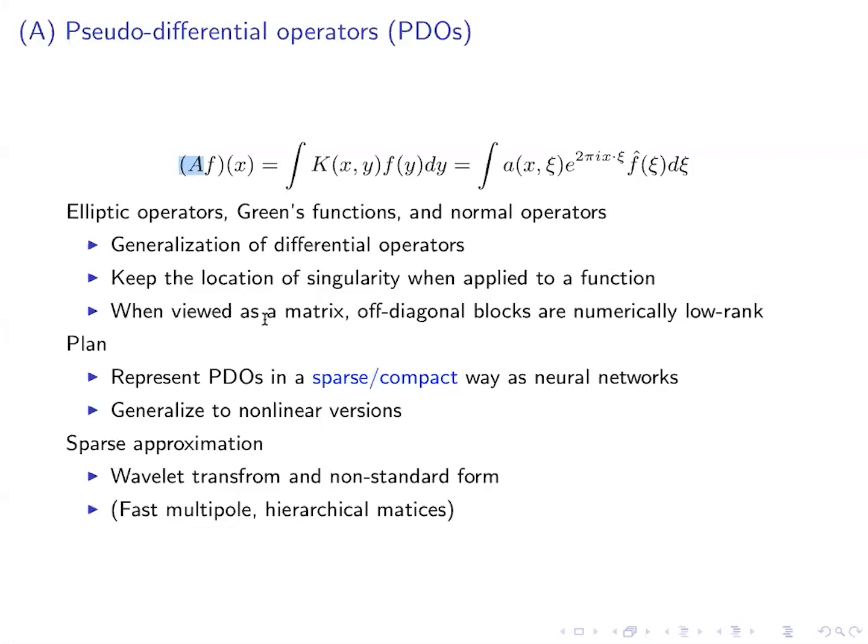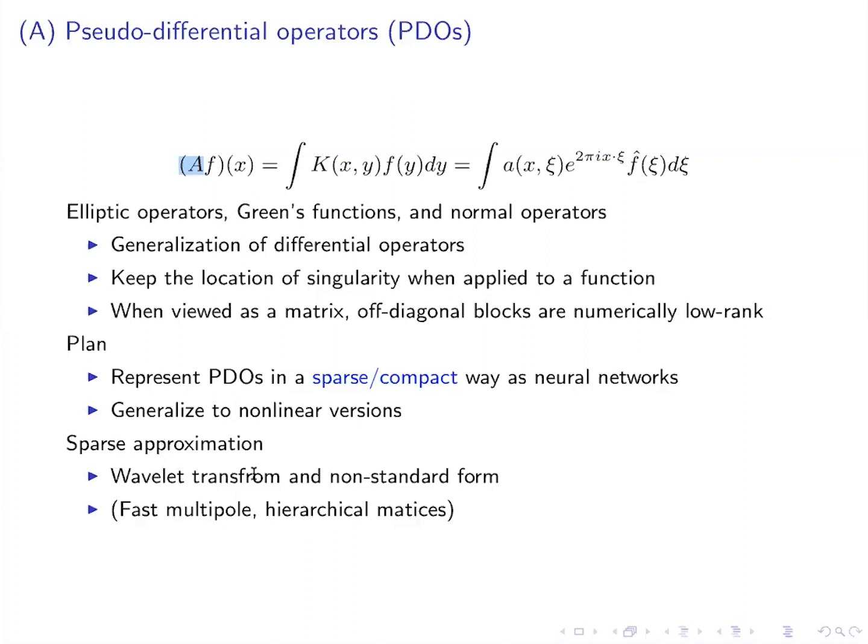Okay. So when viewed as a matrix, most pseudodifferential operators have this nice property that the off-diagonal blocks are numerically low rank. This allows us to represent the pseudodifferential operator in a very sparse way, by replacing the off-diagonal blocks with their numerical approximations. So the plan is to find a convenient sparse representation of the pseudodifferential operator, and then to generalize to nonlinear operators.